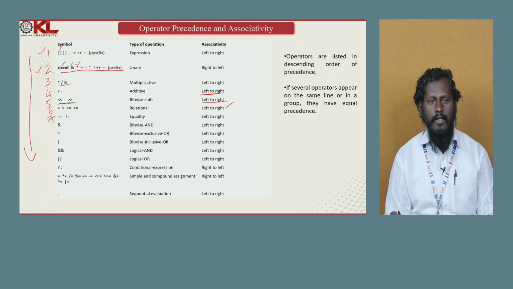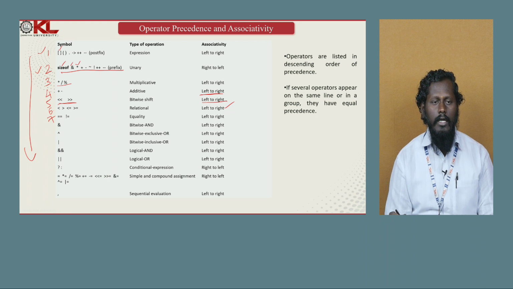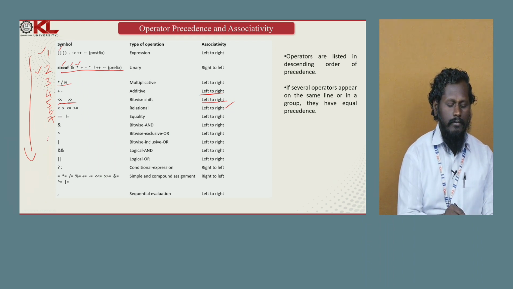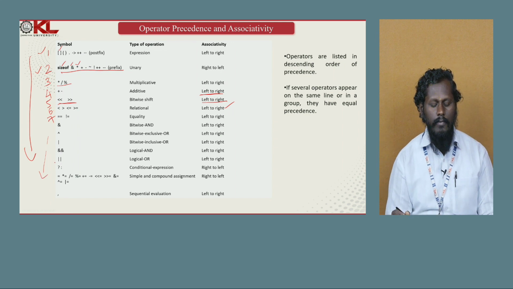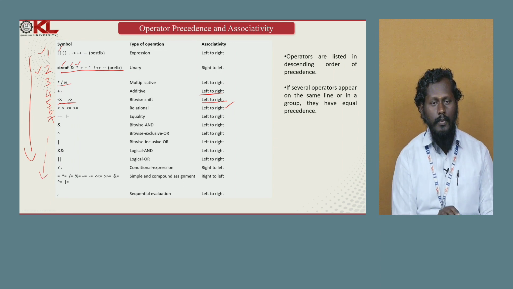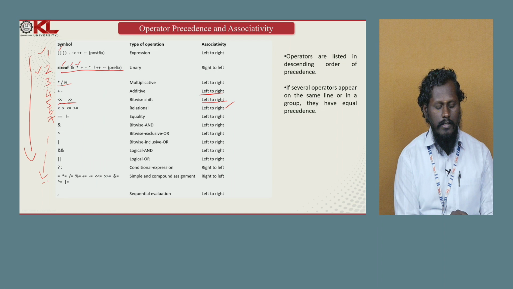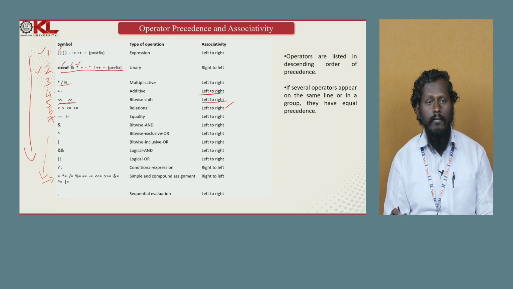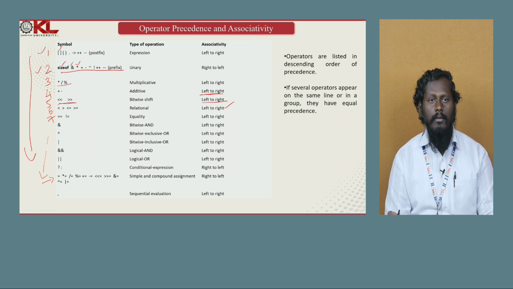The next ones are bitwise AND, bitwise XOR, bitwise OR, and logical AND. These are all lower levels. Still we can go lower. The last one is the assignment operators. Assignment operators have the lowest priority compared to all the rest. After that there is one more operator, called the comma operator.